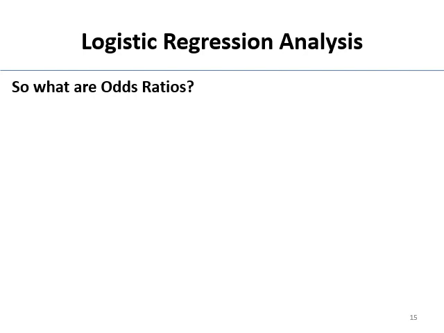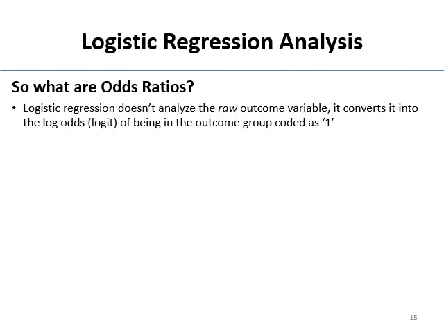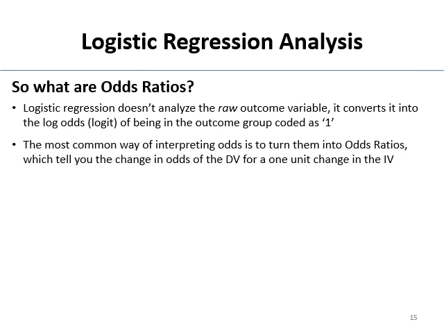So this begs the question, what the heck are odds ratios? Which sounds weird, right? Logistic regression, again, doesn't analyze the raw outcome, the 0, 1 variable. It converts it into something called log odds, or logit. It's the log odds of being in the outcome group coded 1. So it tries to predict the odds of being in the group coded 1, and then it takes the log of it. It's a weird sounding name, but it's not actually as complicated as it sounds.